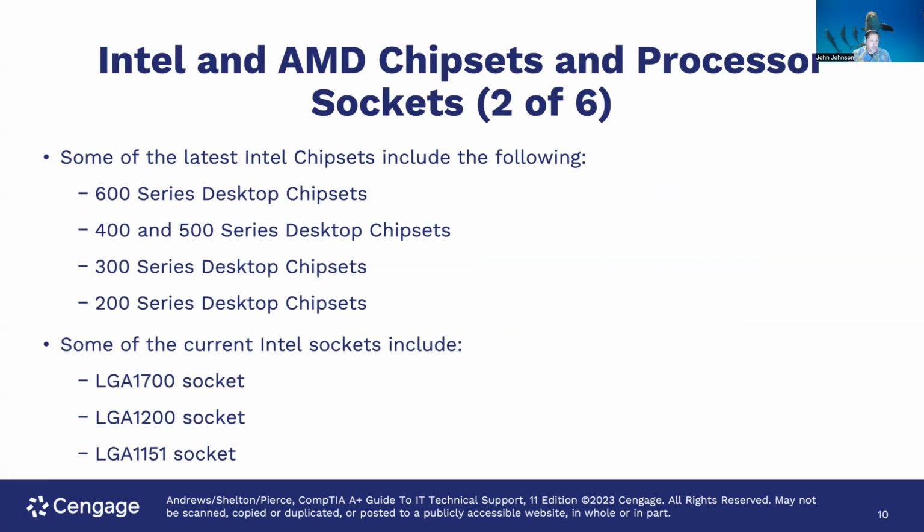So some of the latest Intel chipsets include the following: the 600 series desktop chipsets, the 400 and 500 series desktop chipsets, also the 300 and the 200, and the sockets for those are the LGA 1700, the LGA 1200, and the LGA 1151.